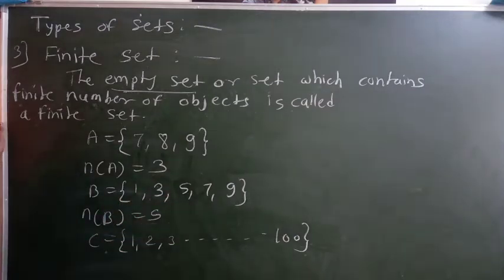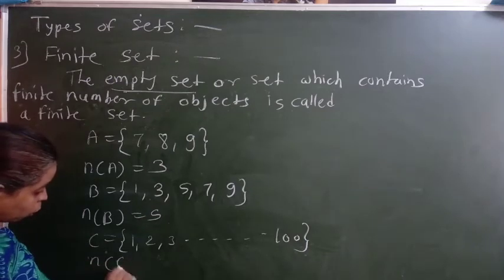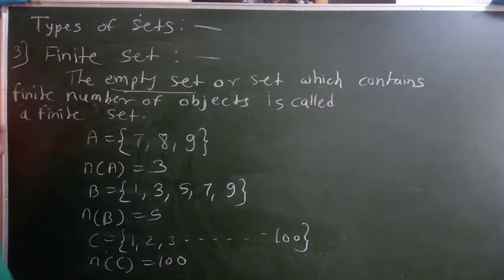So total numbers are 100. So n of C is 100. So these are finite sets. You can count how many numbers are present in that set.